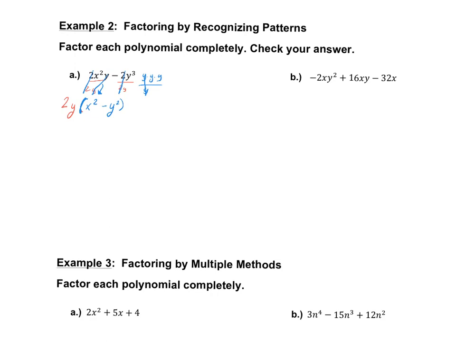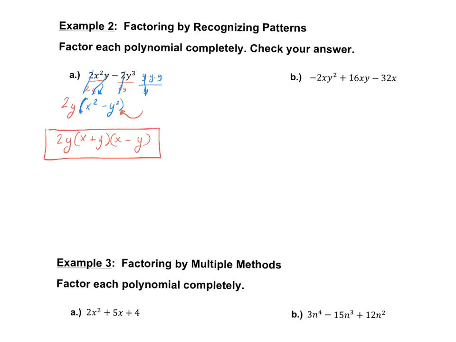Next, since there's a binomial here, I'm looking to see, did I factor it completely? Is there possibly a difference of 2 squares? And I notice that there is a difference of 2 squares. So when there's a difference of 2 squares, it's going to have different signs. And I take the square root of x squared, which is x, and the square root of y squared, which is y. Now it's factored completely.